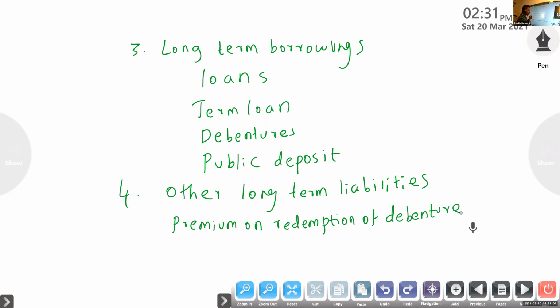What do you mean by premium on redemption of debenture? Suppose we took a loan from the bank, that is debenture. At the time we got 1 lakh. At the time of repayment, if we give 1,20,000, then that 20,000 is other long-term liabilities. Okay. Next, one more item. It is normally not given in the question, but you have to remember. Premium on redemption of debenture.